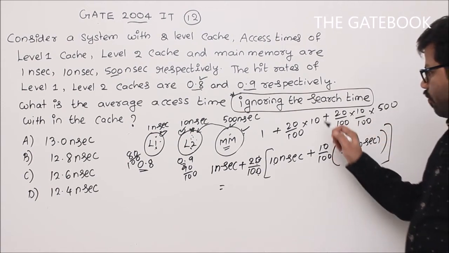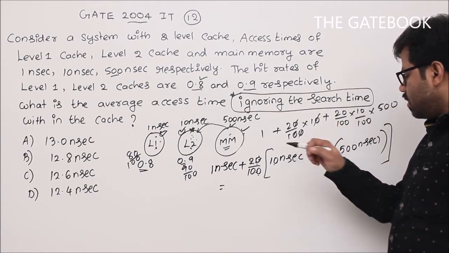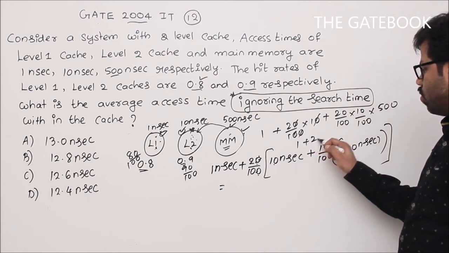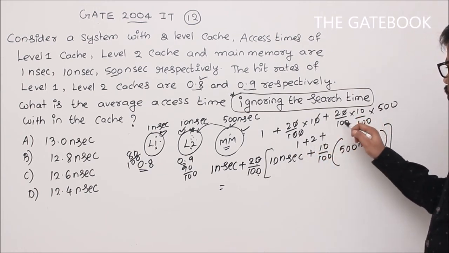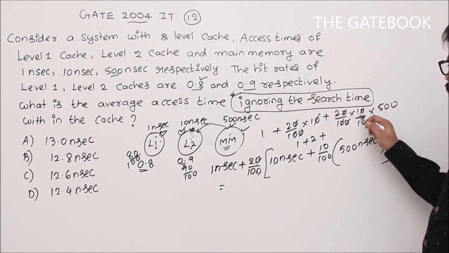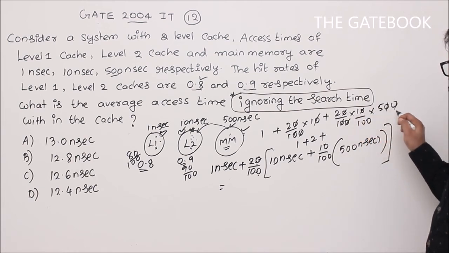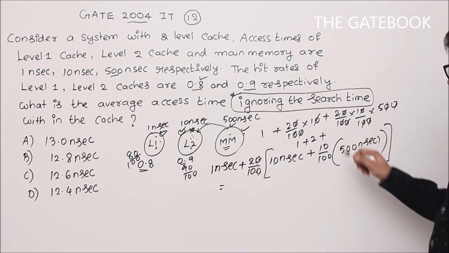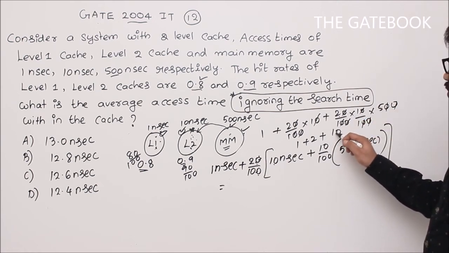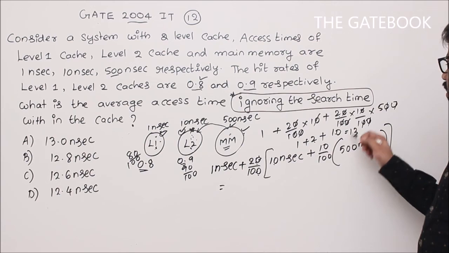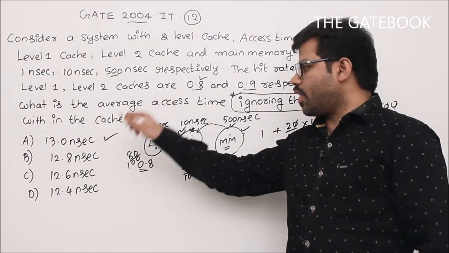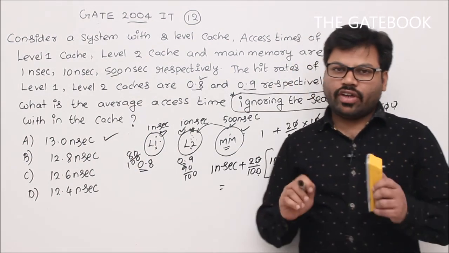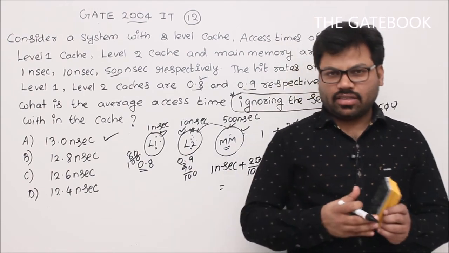If you simplify it, the zeros cancel. Then 1 plus 2 plus, here you see 4 zeros on top and 4 zeros on the bottom, so it would be 2 fives are 10, right? So 10 plus 2 plus 1 would be 13. 13 nanoseconds is the answer. Okay, so in that way we can solve questions related to average memory access time.